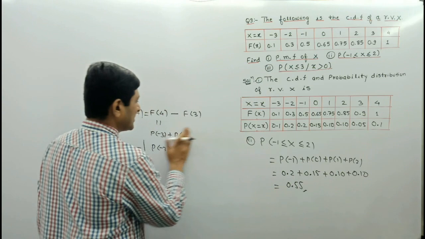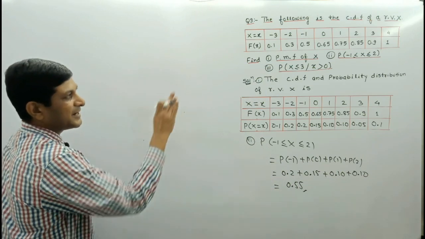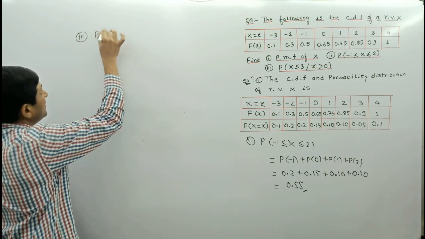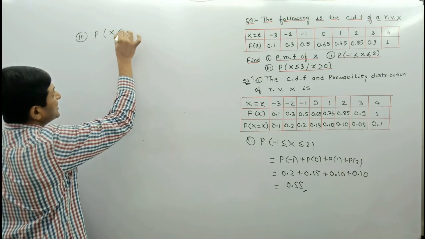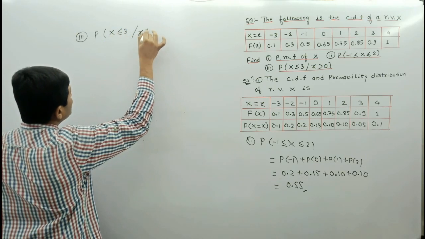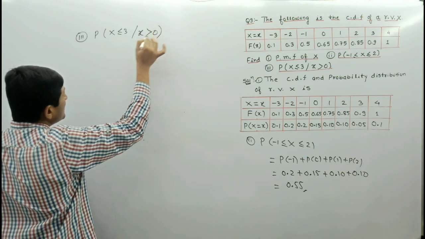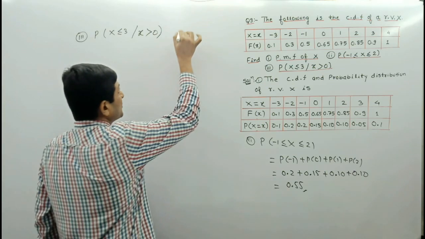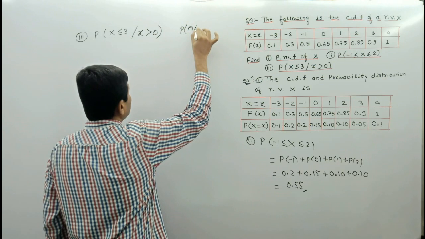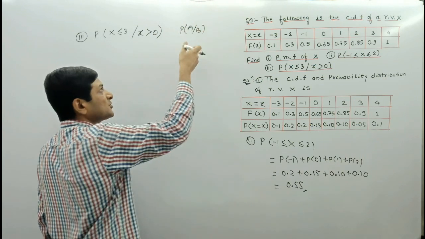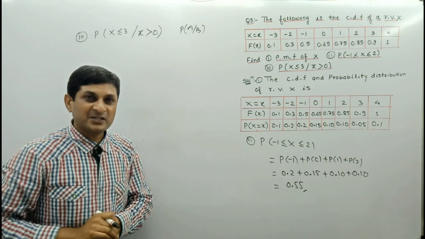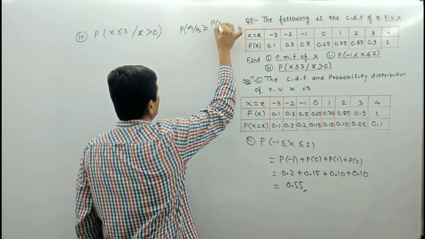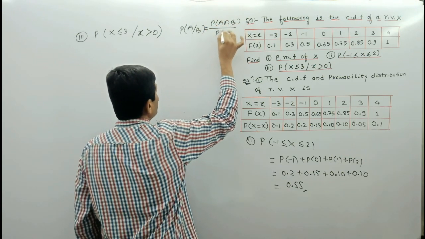Now let us try to find our next required value. Observe here, the third required value is p of x less than or equal to 3 given x is greater than 0. Try to understand the meaning of this notation. This notation is called conditional probability: the probability of event A if event B has already taken place. Its definition is probability of A intersection B divided by probability of B.